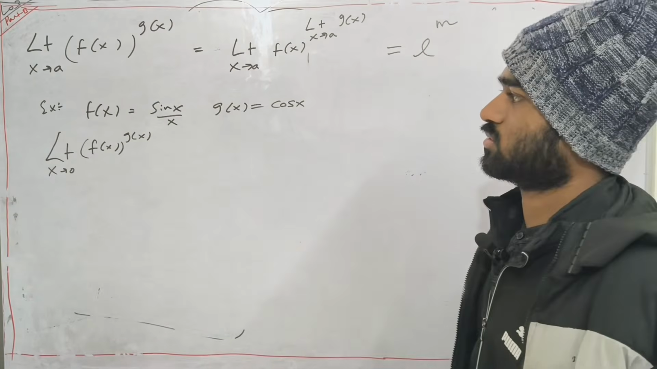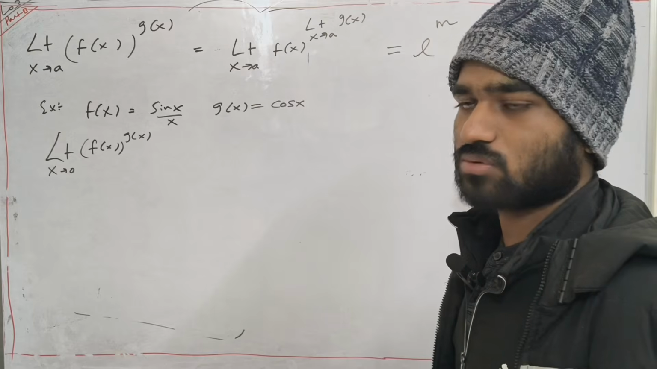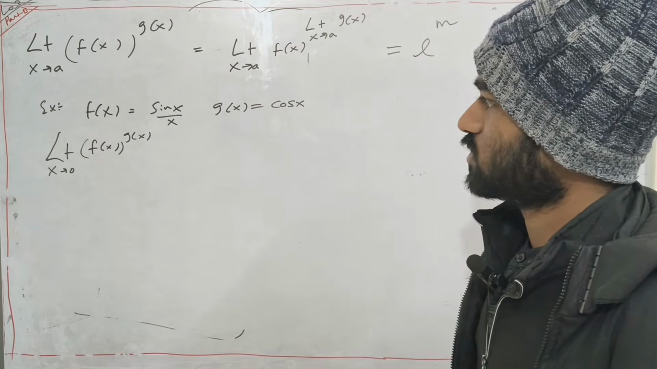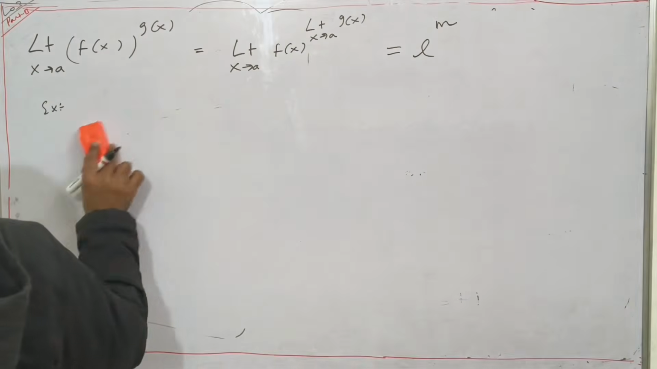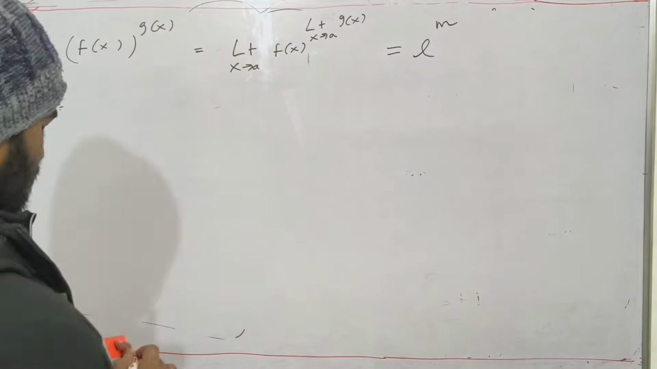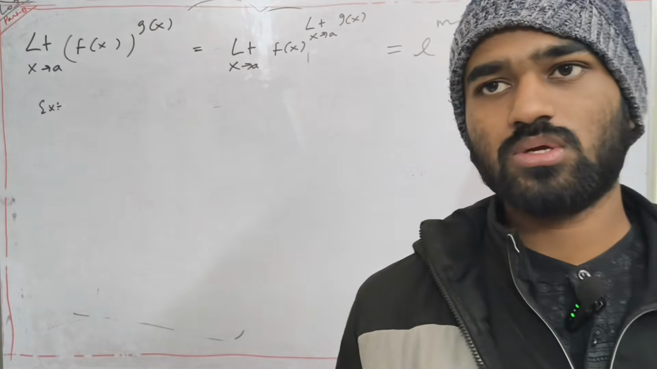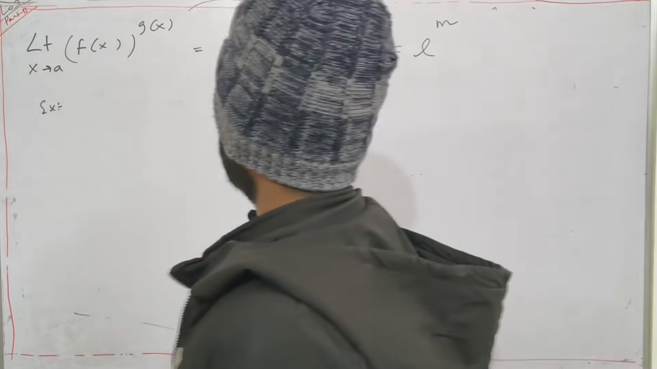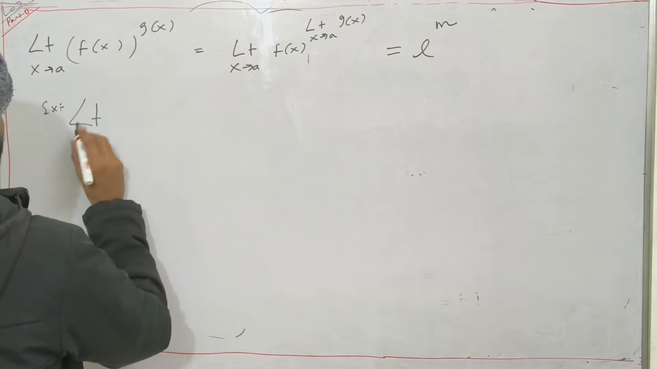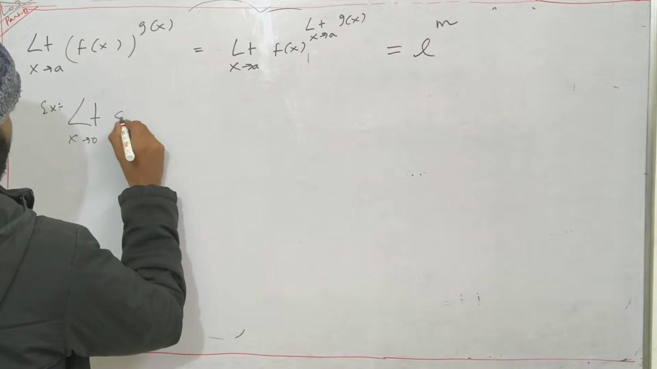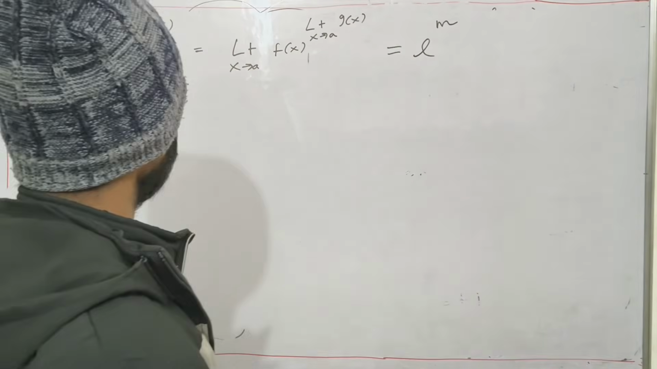Now, how to solve this? Tell me. Let's see whether the individual limits exist or not. If the individual limits exist, then we can use this rule. Okay, good. So the individual limit: limit x tends to 0 of sin x by x. Let's first find the left hand limit.